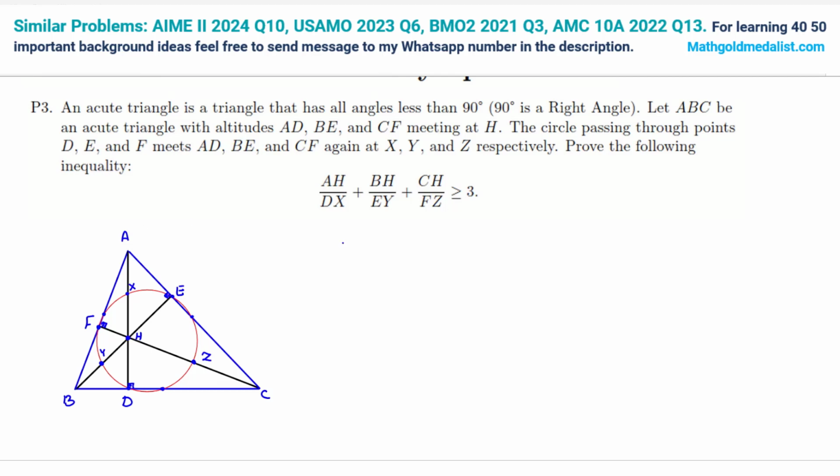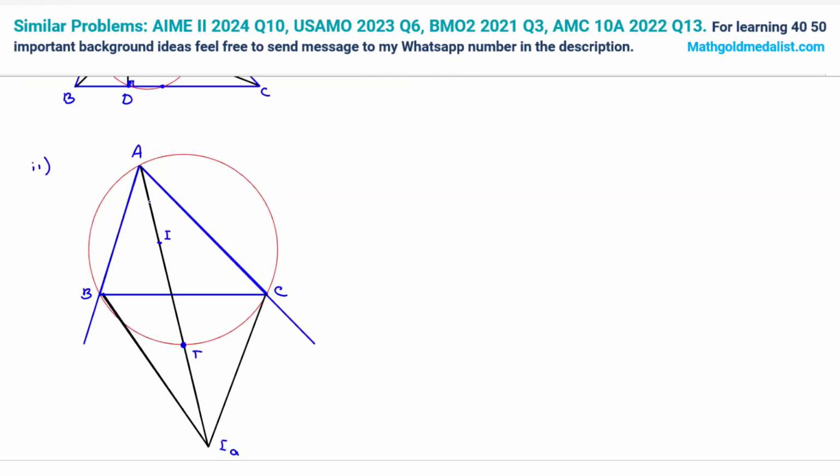Before solving this, I should tell you some ideas. Then after that, we can solve this problem. Okay, first idea is what? If we draw the internal angle bisector of A and the external angle bisectors of B and C, you should know that they intersect at IA, the excenter of A. If you don't know this, or if you have any question, feel free to send a message to my WhatsApp number.